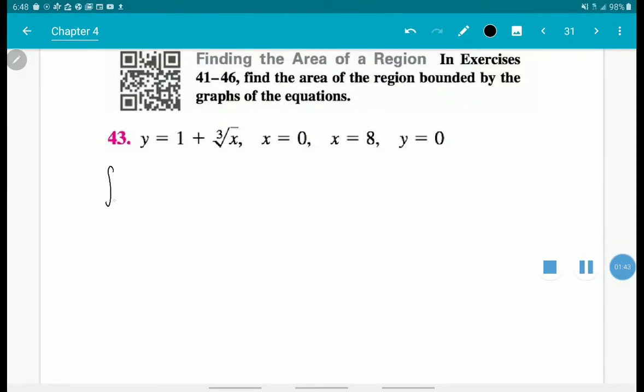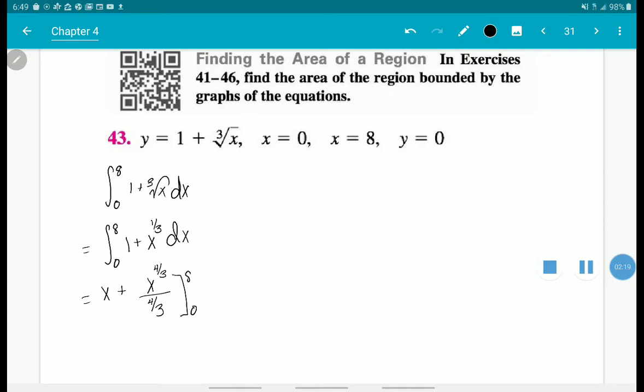So our integral is going to go from 0 to 8 of 1 plus the cube root of x, dx. We are going to have to rewrite this as 1 plus x to the 1/3, and then we can use the power rule. So when we integrate 1, we get x. When we integrate x to the 1/3, we're going to add 1 to the exponent, and then divide by the new exponent. And then we're going to evaluate from 0 to 8.